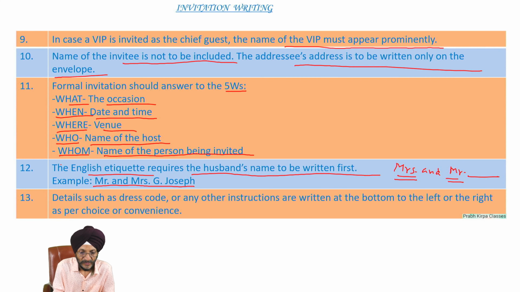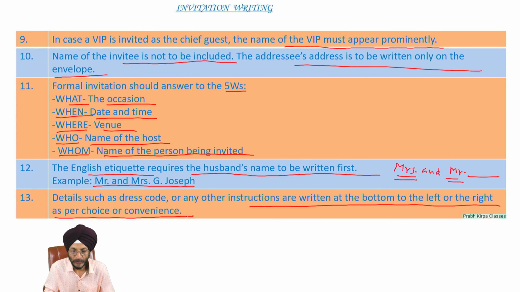Next, 13th, details such as dress code or any other instructions are written at the bottom, to the left or right as per choice or convenience. In the case of wedding card or birthday card, there is no such detail. But in the case of annual functions, normally there are some instructions written, such as no entry fees. There is a restriction on the number of persons who can come to the function on each card.